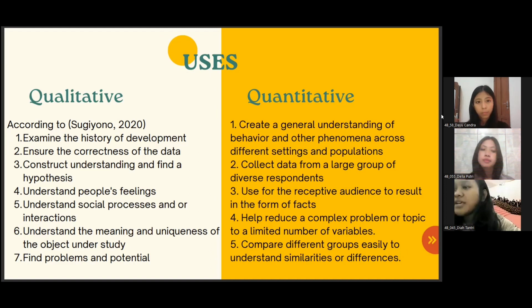The object under study. Qualitative methods are suitable for researching the object under study, so there is no need for generalizations, for example researching tribal people. In addition, qualitative methods are also suitable for understanding the meaning behind the observed data. The last one is to find problems and potential.